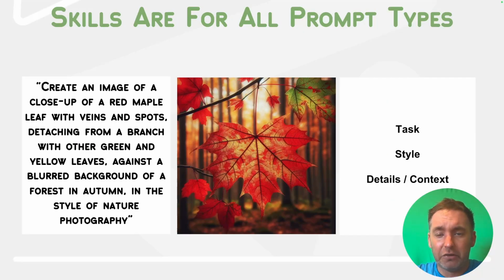So just to show you that these skills I'm going over here, they apply to all AIs, not just language models. So here is an example. Create an image of a close-up of a red maple leaf with veins and spots detaching from a branch with other green and yellow leaves against a blurred background of a forest in autumn in the style of nature photography. That is a very detailed prompt, but it resulted in exactly what I asked for.